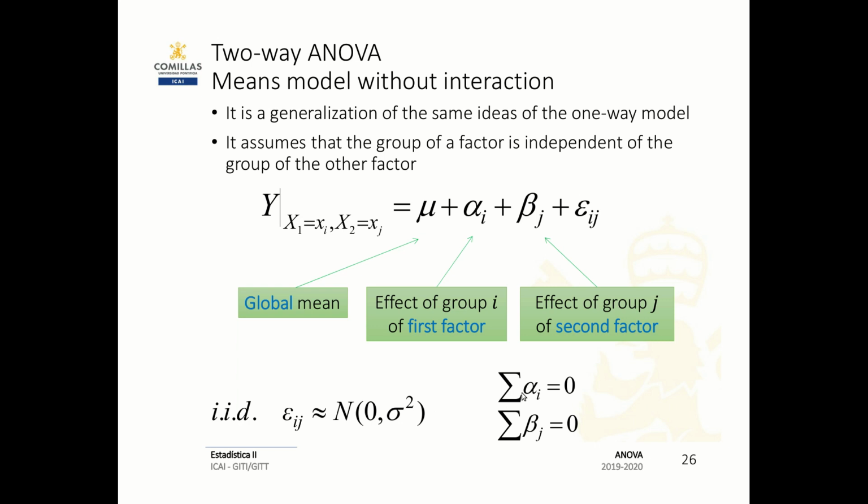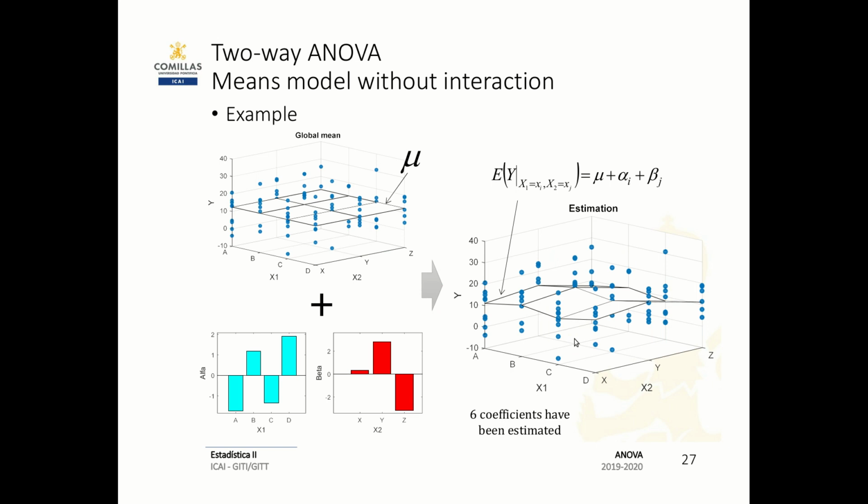So as we did in the one-way ANOVA, we will constrain our model so that it is unique, and then we will impose the condition that the sum of all the alpha i's have to be 0 and the sum of all the beta j's have to be 0 too. So then we have these observations, and then we have the overall mean, and then for each combination we have a contribution coming from x1 and a contribution coming from x2, and the addition of all these contributions have to be 0.